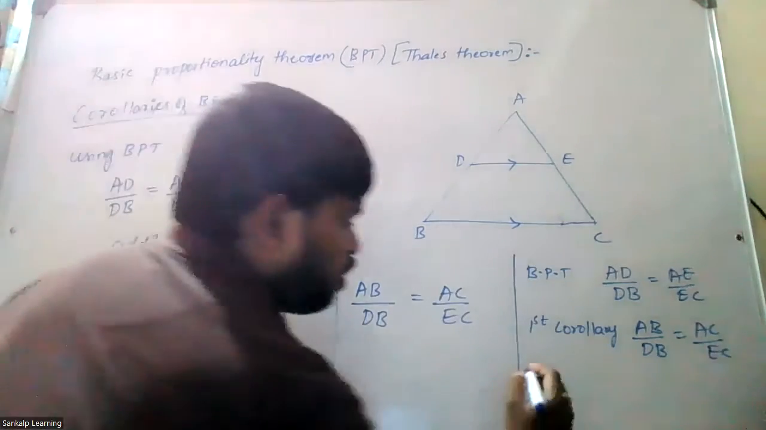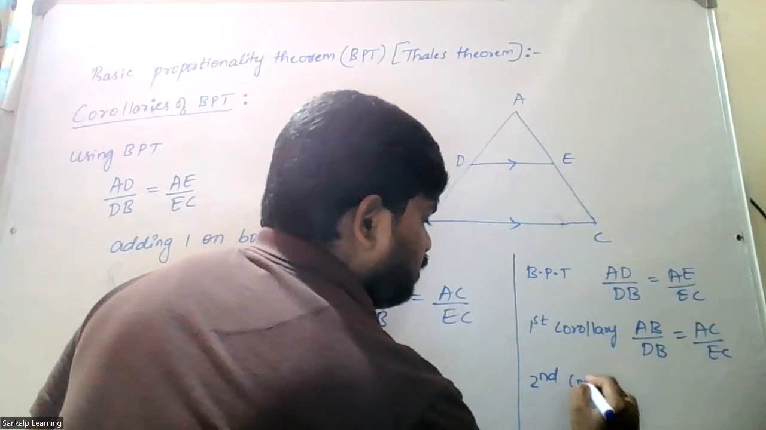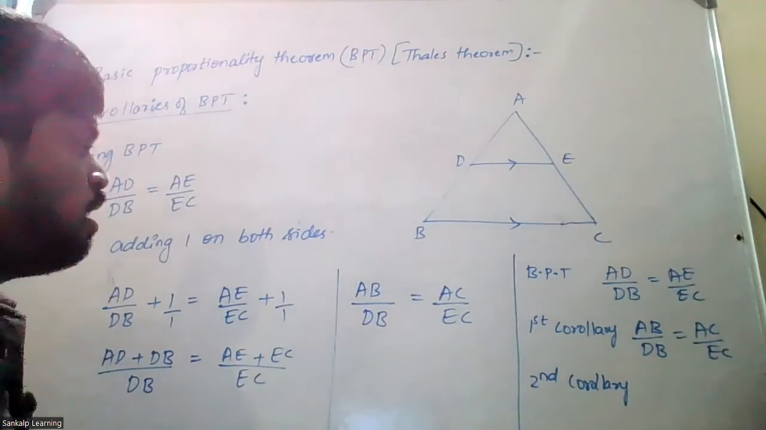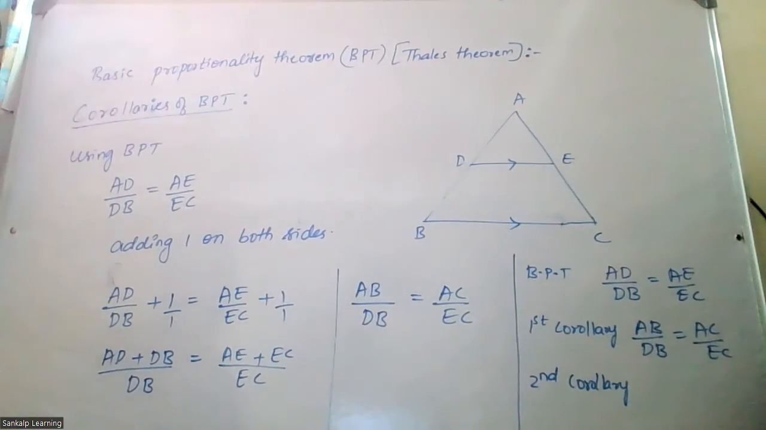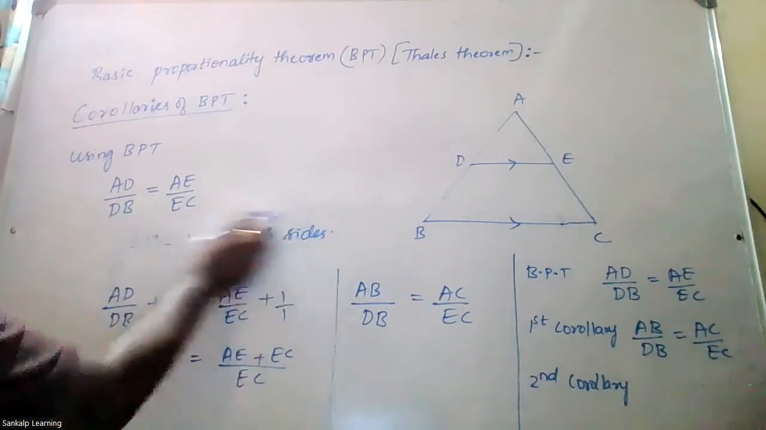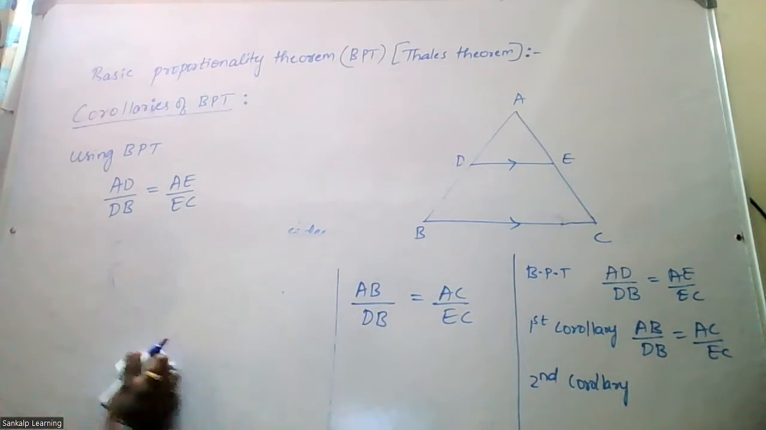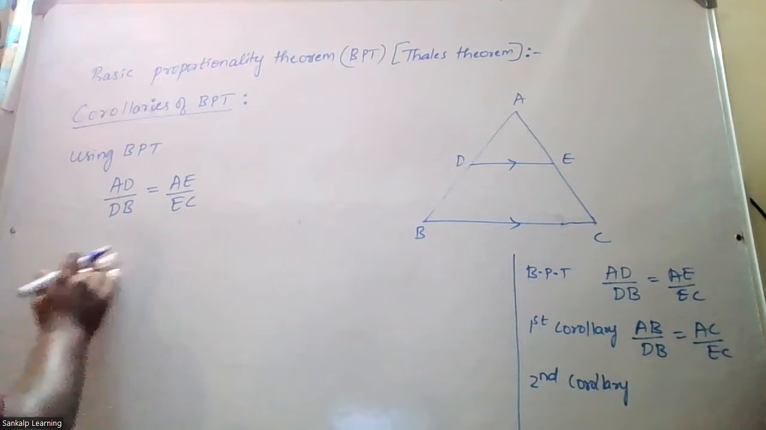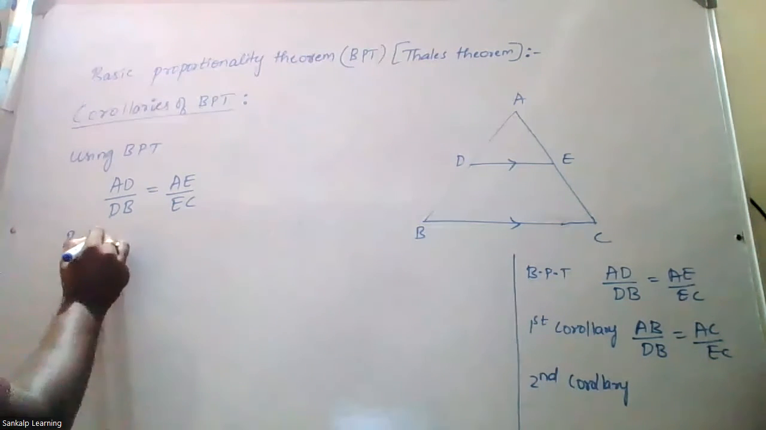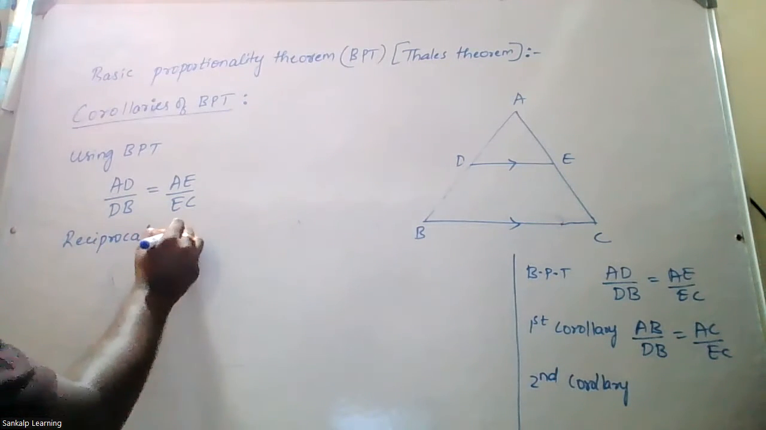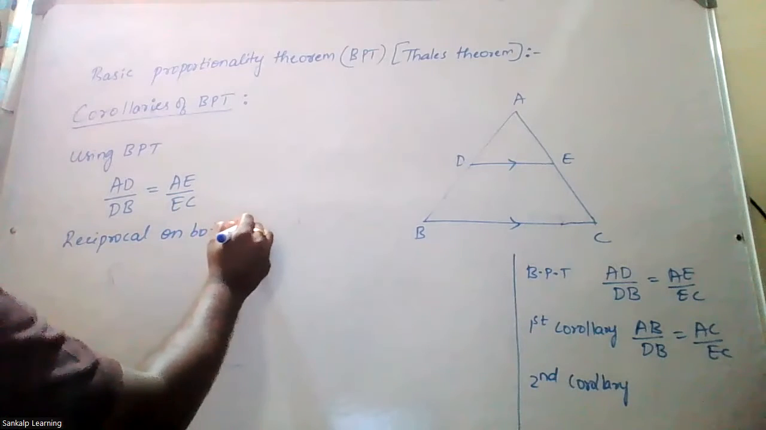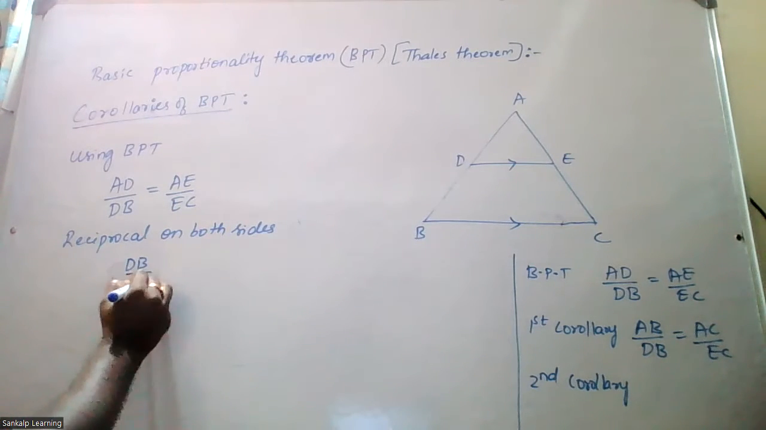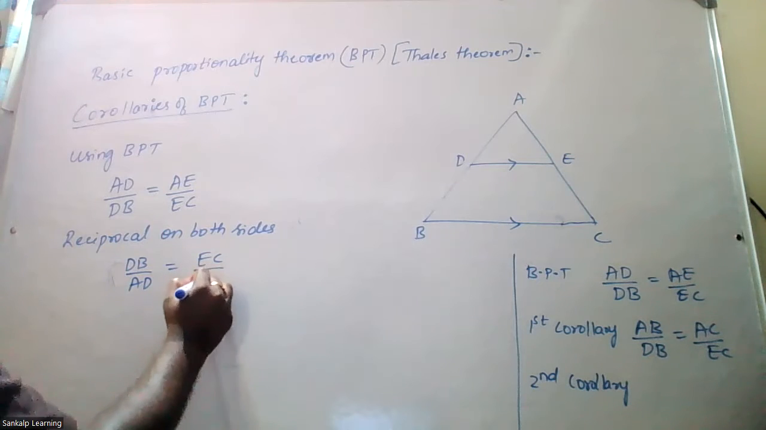Okay, there is one more corollary, the second one. Very simple, the same logic. But what we are going to do is, before adding one, we'll reverse it, take the reciprocal, and then add one. The same thing, reciprocal on both sides. Therefore, we get DB by AD is equal to EC by AE.